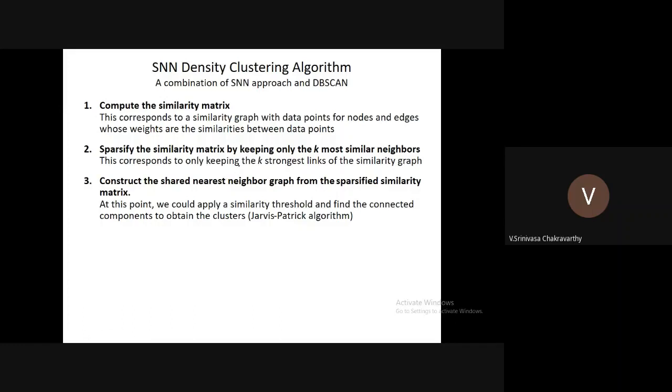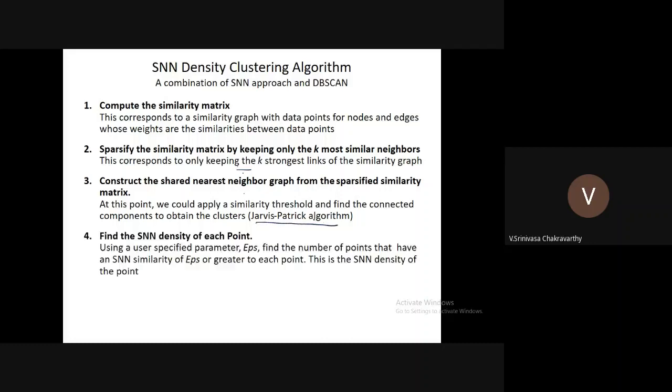So you have this sparse matrix up to step 2. At this point, if you just apply a threshold and then figure out all the clusters, you get the Jarvis Patrick algorithm. But instead of that, they do something else. They calculate the SNN density of each point.